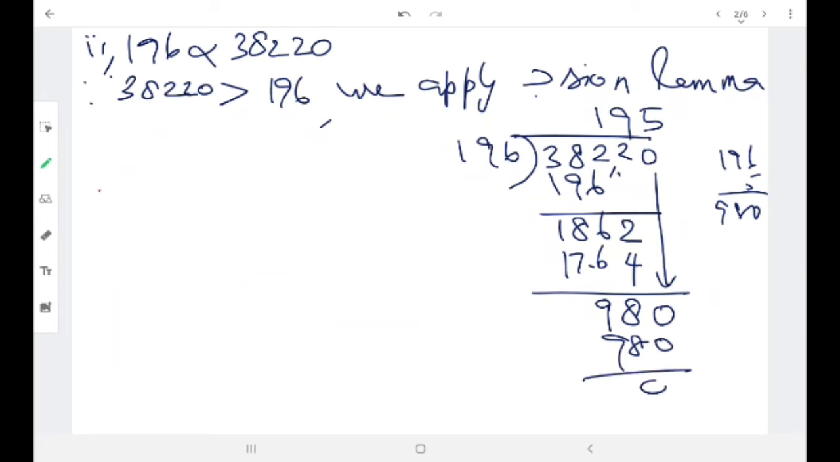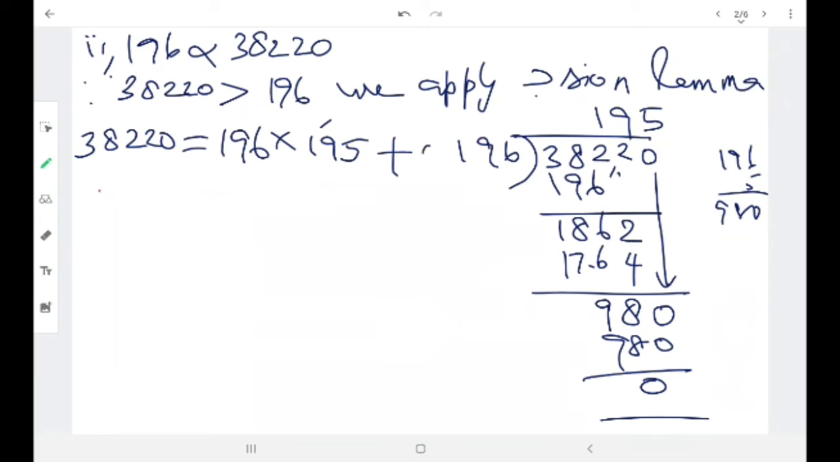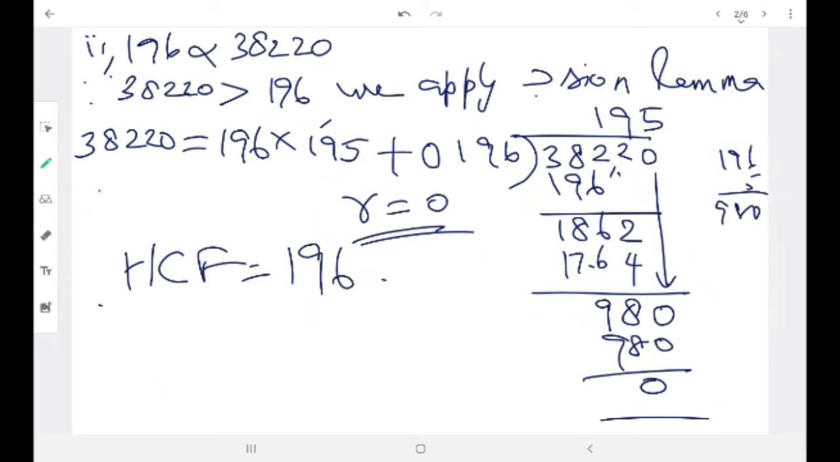980. Remainder is 0. Here we write Euclid's lemma as 38,220 is equal to divisor 196 into quotient 195 plus remainder 0. Here the remainder is equal to 0, so we have to stop the division here itself. Therefore, the HCF is 196. The divisor is 196, which is equal to the HCF.